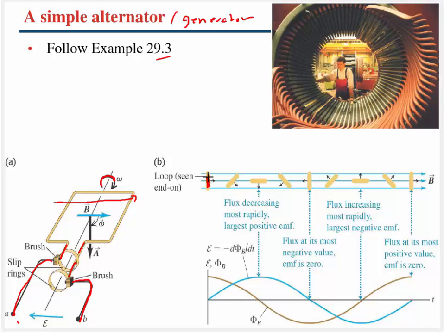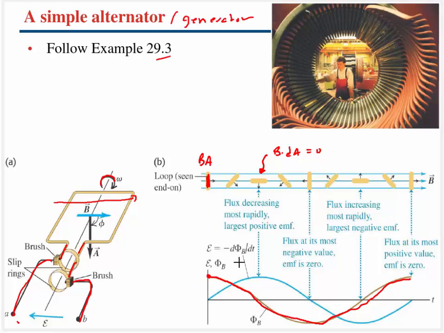If we were to look at this loop end on and look at it over time, then we're going to see it has some maximum flux at, say, some initial position where it's going to be the magnetic field multiplied by the area. Right here, it's going to have zero flux because the magnetic field and area are in opposite directions, so there's going to be zero flux. So we can kind of see the change in flux over time. It's going to be sinusoidal.